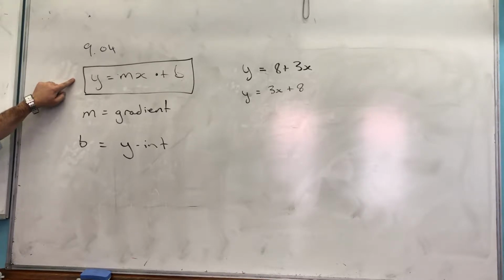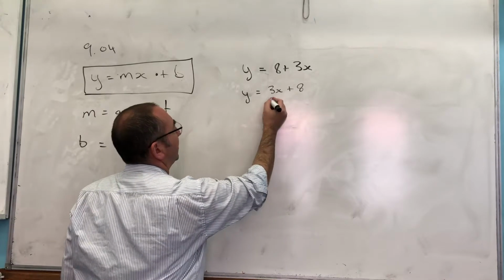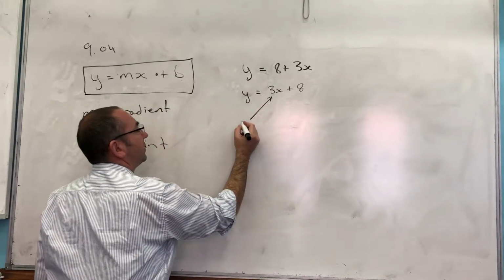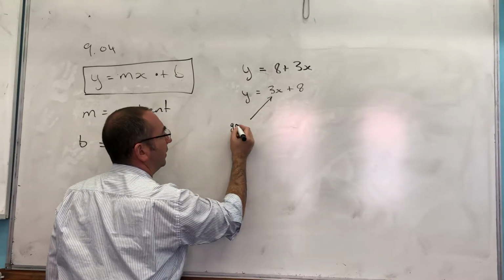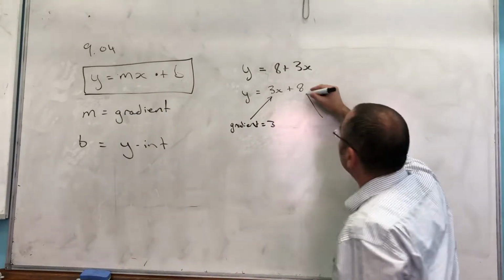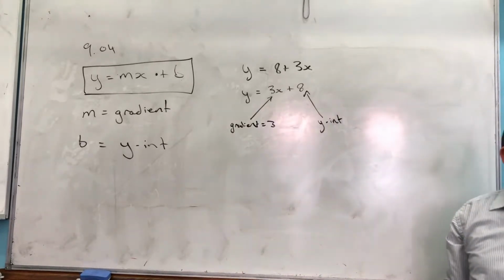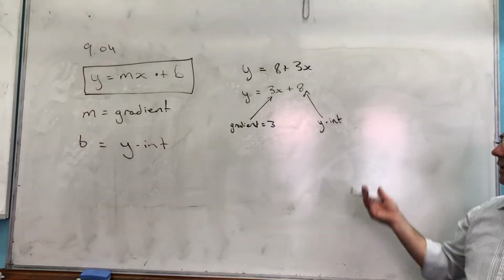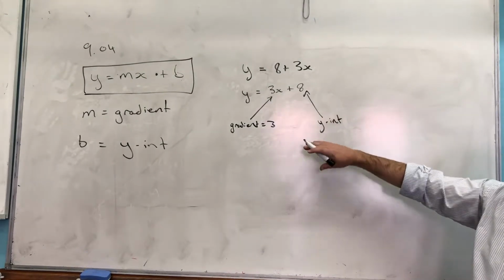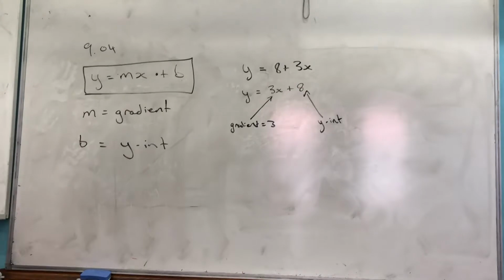So you should just be able to read from the equation that the gradient of this line is 3. Gradient equals 3, and the y-intercept is equal to 8. So rearrange the equation, get it into that form, and then quite simply read the values off. Let's do another example.